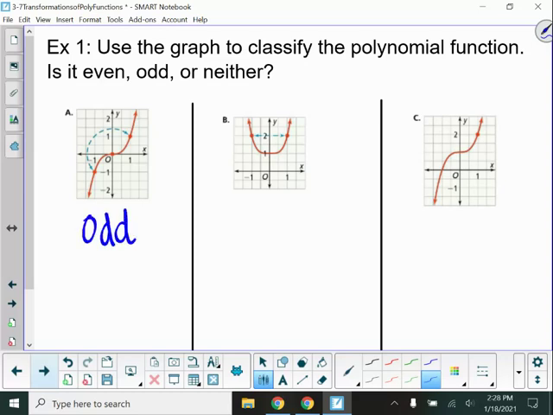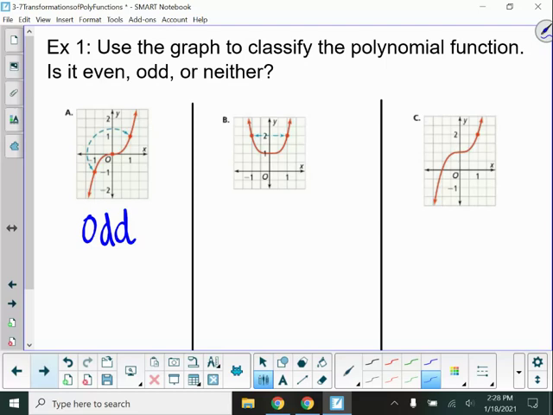which means this graph is odd. I believe that for what we are doing in here, all odd functions have to pass through the origin. The only exception to that would be if you have something that's undefined at the origin, but it's the same, it's like opposite on both sides. But for what we're doing in here, they have to pass through the origin in order to be odd.